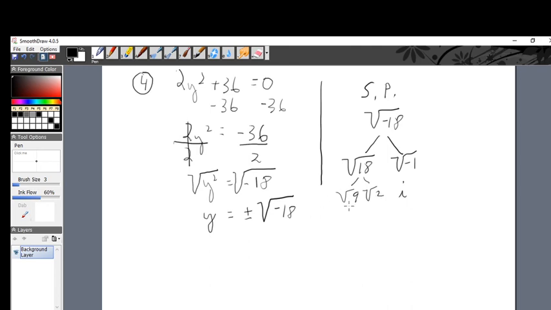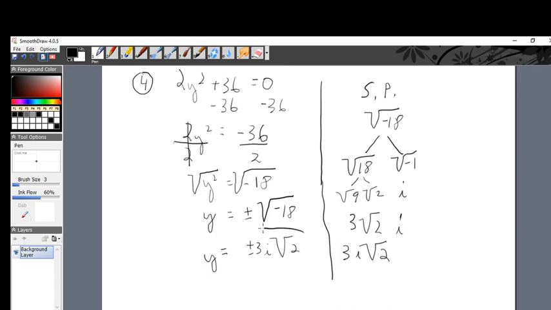What is the square root of 9? The square root of 9 is 3. The square root of 2, there's nothing I can do about it. Then the i. And finally, putting it all together, putting the i on the left-hand side together with the 3, I have 3i square root of 2. So what's the answer to this quadratic equation? Plus or minus 3i square root of 2. Problem is over. It's all reduced and simplified and cleaned up. We end this video here.